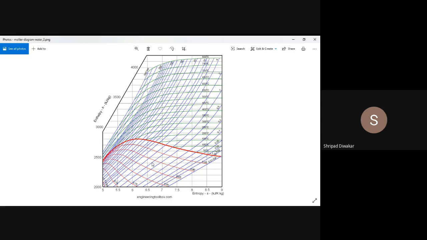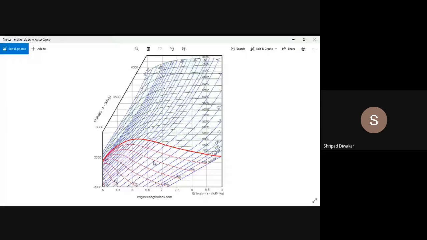At 1 bar pressure, you see the line nearest to this point is 0.9. It's very close to 0.9, hence you have to consider the dryness fraction as 0.9. Suppose if it is nearer to the other line, you can take 0.85. So whatever point I am getting here is 0.9. This is how to find out the dryness fraction at point 2.